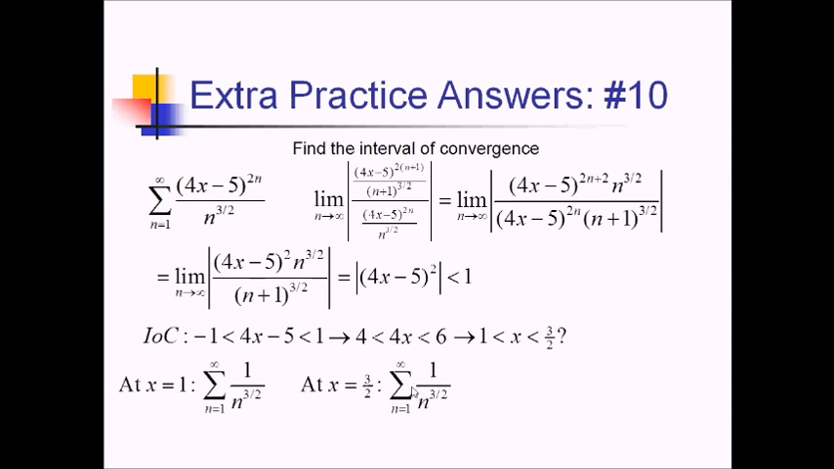So these are exactly the same series, it turns out, because of this even exponent. These are both p-series, both p equals 3 halves. So since that's greater than 1, these are both going to converge. And we're going to write this as 1 half less than or equal to x less than or equal to 3 halves.